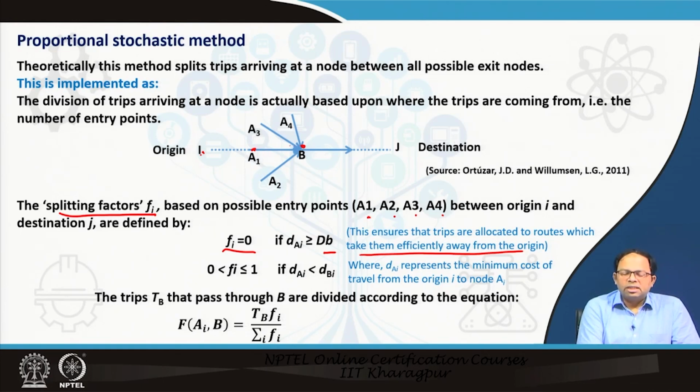That means because it is a node before b, if d_ai is less than d_b, then f_i is somewhere between 0 and 1. That means there is division in the trips, where d_ai represents the minimum cost of travel from origin I to node ai. So the trips T_b that pass through b are divided according to the equation T_b times f_i divided by the summation of all f_i. So this is the way we divide the entire trip. So this is how the trips are proportionately divided into different routes.